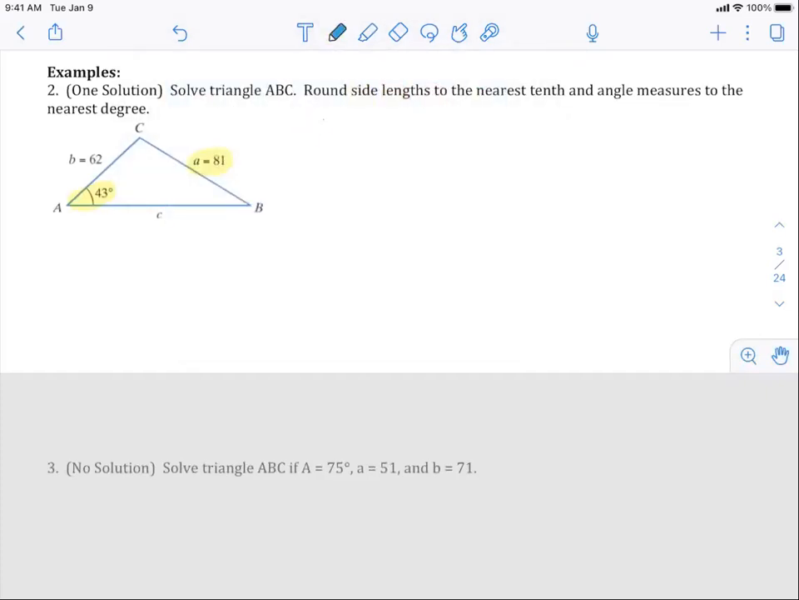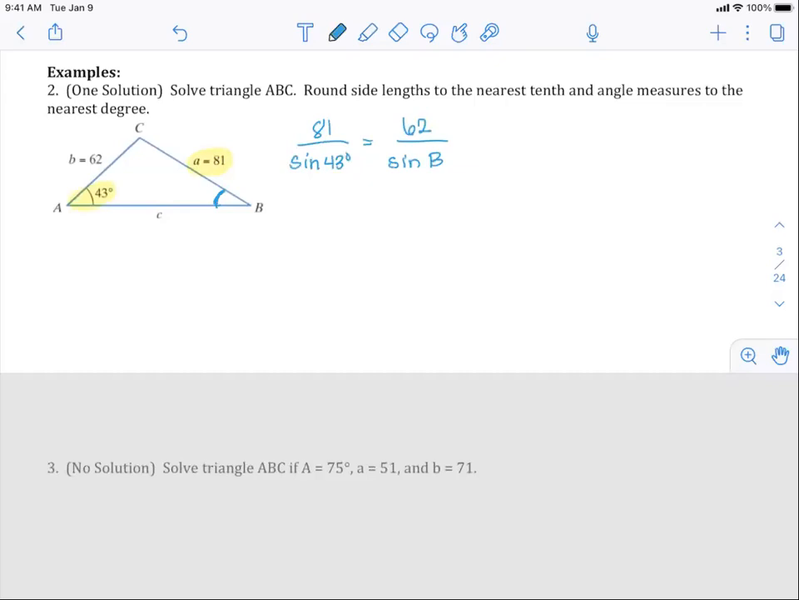81 is the side over the sine of 43 degrees because that's the angle. And now I know that B is 62. That's the only other side I know. And so that's going to be over the sine of B. So do you see why now we're going to have to use inverses? Because now the thing that's missing is the angle, not the side.